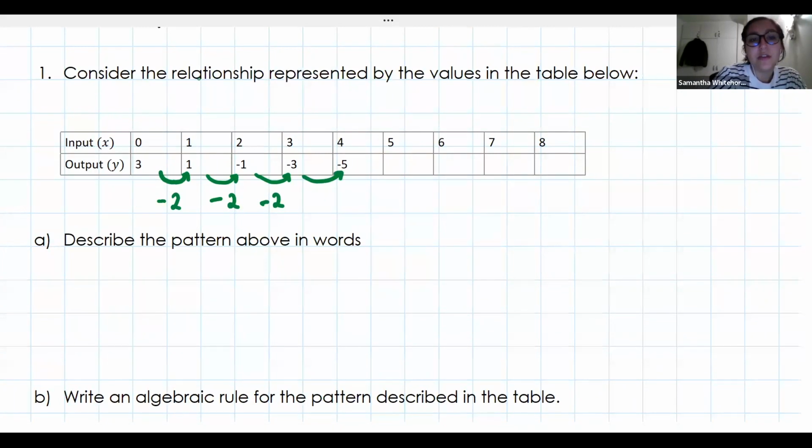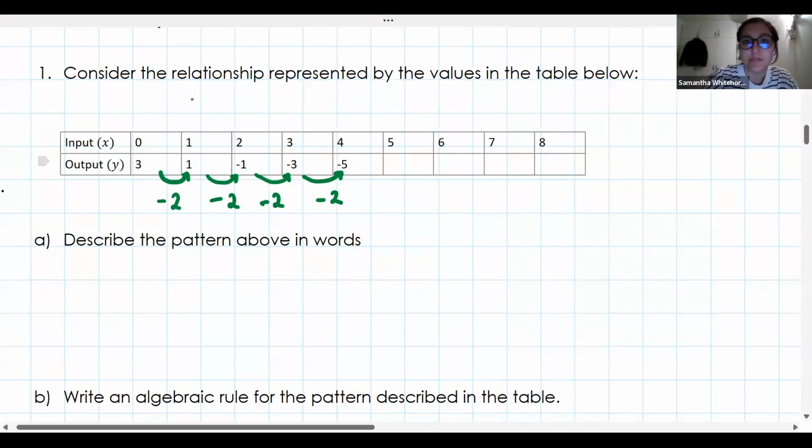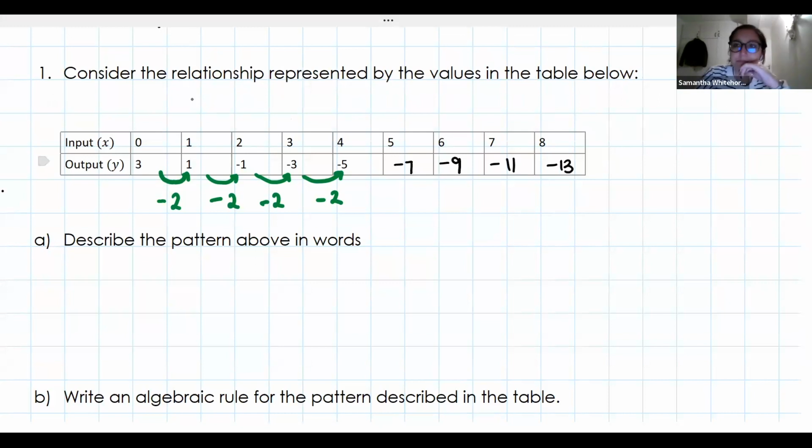And so hopefully what we see is that we're consistently subtracting 2, which means that I can continue this pattern for the 5th, 6th, 7th, and 8th terms. So this would be -7, let's try that again, -9, -11, -13.